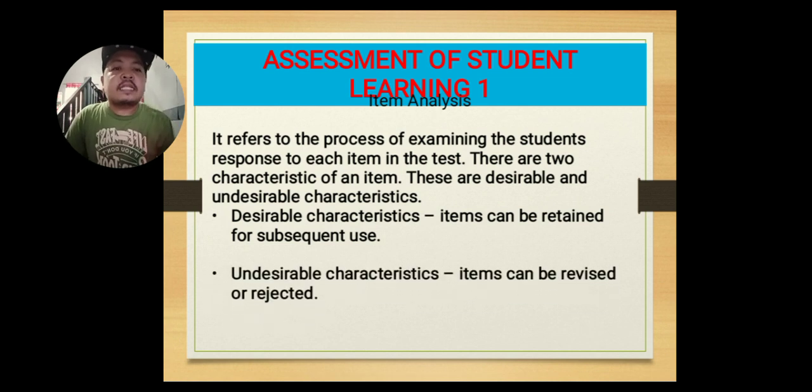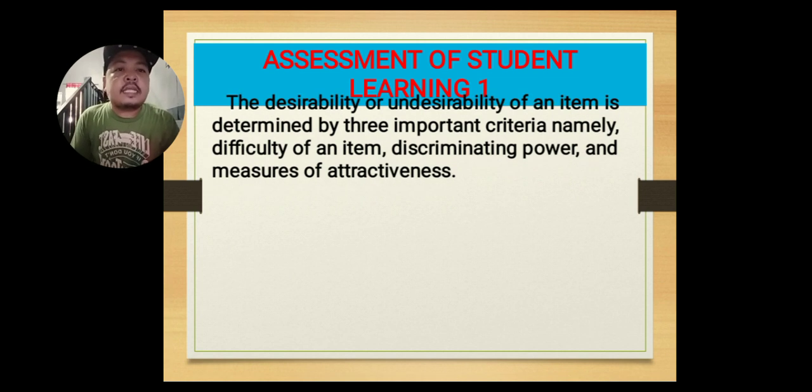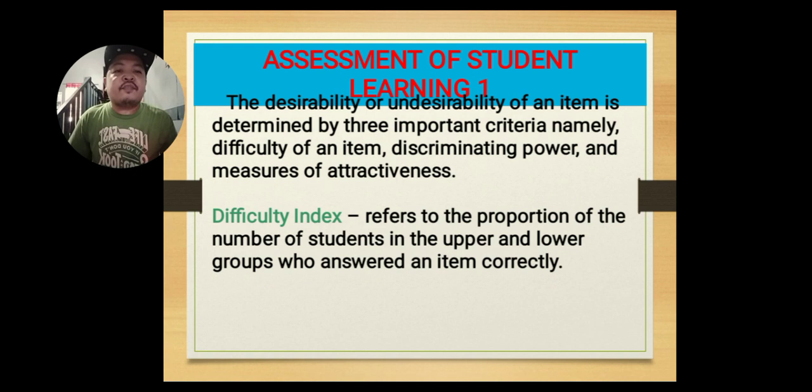The next one is undesirable characteristics. These are items that can be revised or rejected. Therefore, the desirability and undesirability of an item is determined by three important criteria: difficulty of an item, discriminating power, and measures of attractiveness. So, let's start first with the difficulty index.